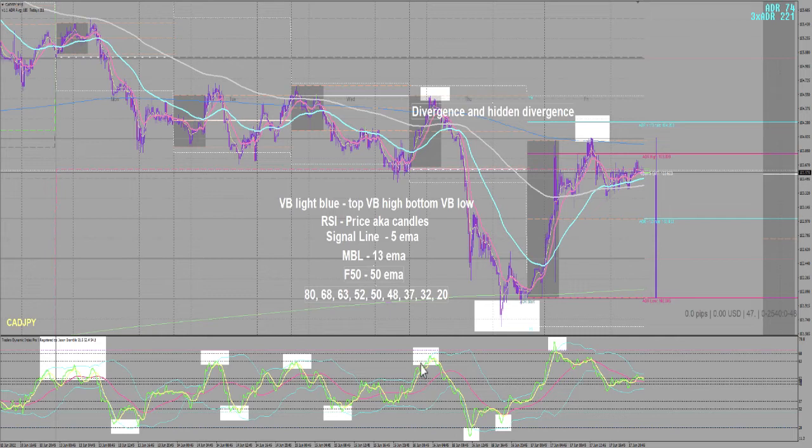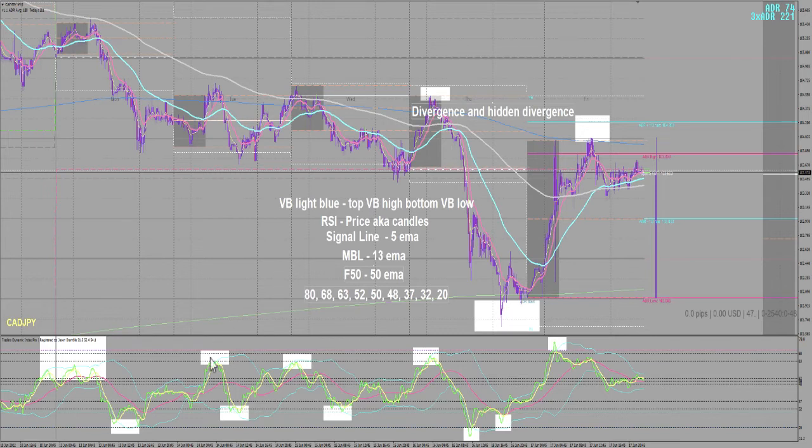As you can see, we plowed through that 50. We're now below the 50. Everything's pointing down, and we're pretty much just pulling back. We're now below the 50 EMA. We're also below the 200 and the 800. So we're looking for down moves.